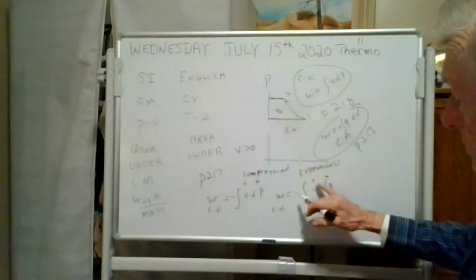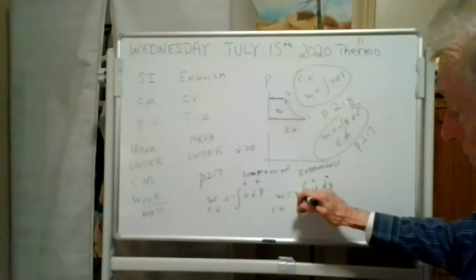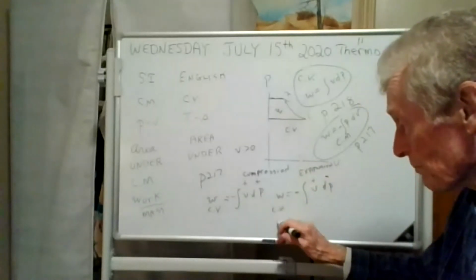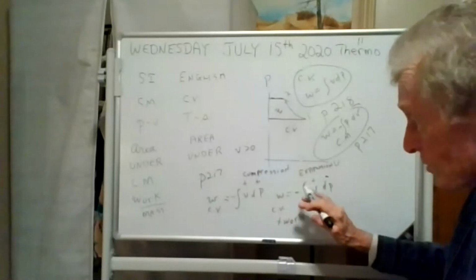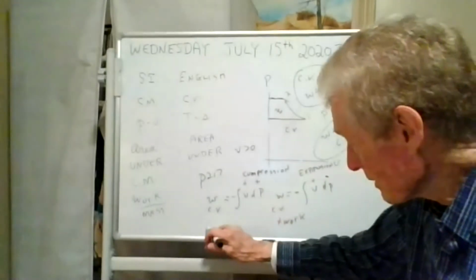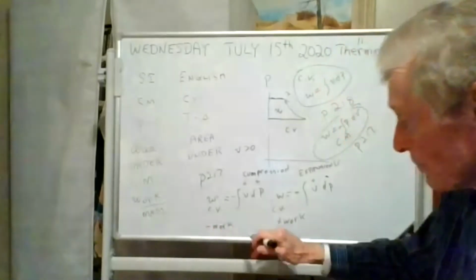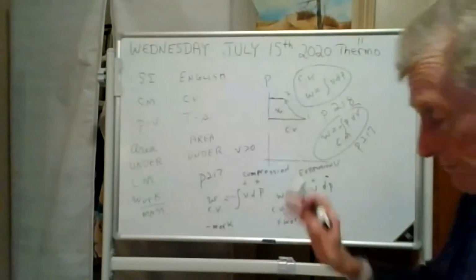And the algebra says you've got a positive times a negative, which is a negative, but you have a negative in the equation. That gives you a positive. So you get positive work per mass for expansion, and you get negative work per mass for compression. Okay, well, I told you that.